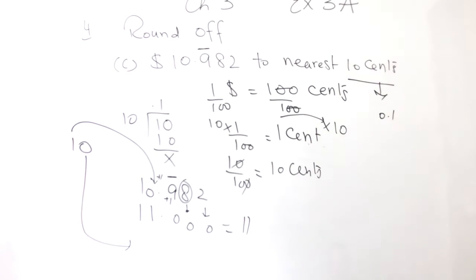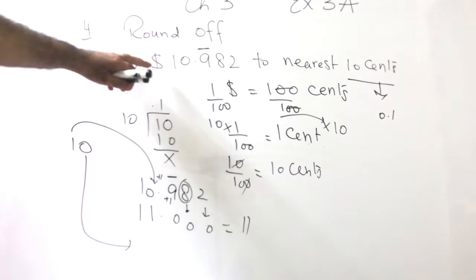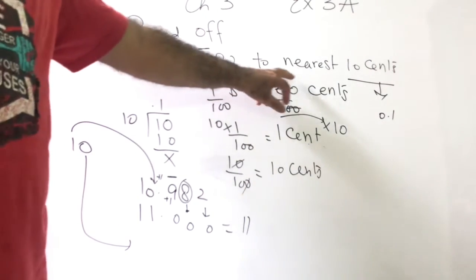The question was $10.982. We need to round it off to the nearest 10 cents. We told you that it is a tricky question. Okay, so first we need to see what is the meaning of 10 cents. So it is in dollars and we are talking about the cents. So we told you $1 is equal to 100 cents.